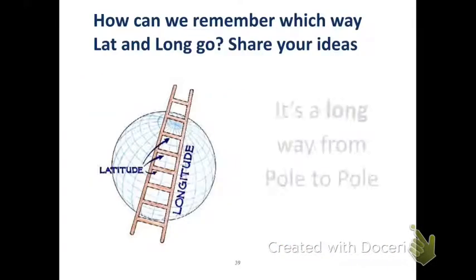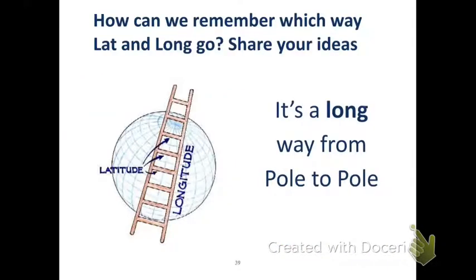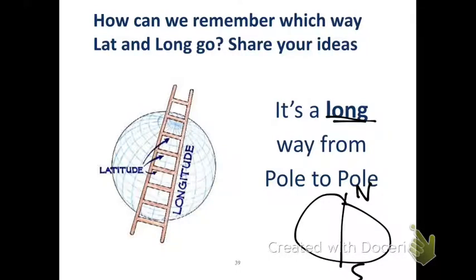So you can think longitude is long. It's a long way from pole to pole. So the line of longitude, like your prime meridian, goes from the North Pole to the South Pole. So it's a long way to go all the way from the North Pole to the South Pole. Longitude. Latitude, you can think about a ladder. So you are climbing up the ladder, going side to side. So those are your little lines of latitude.